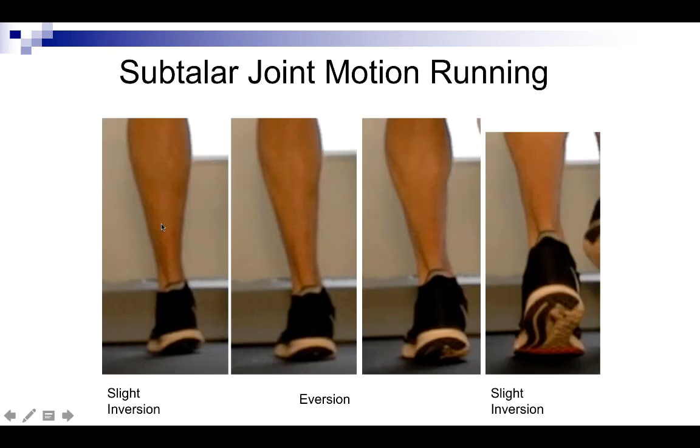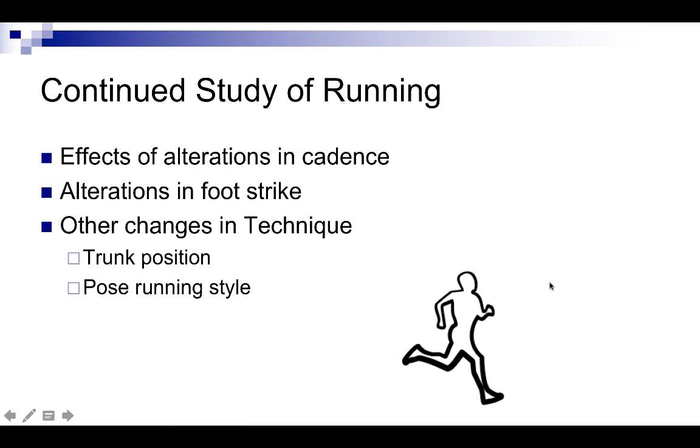So here we can see the landing position for the person that's a forefoot striker, and we can see their relatively neutral landing position. And then here the eversion that's occurring with a return to slight inversion, and then at push-off, they're fairly inverted.